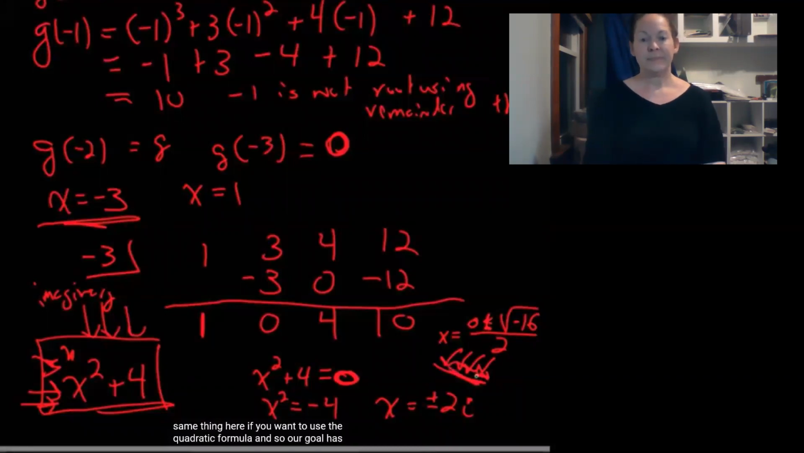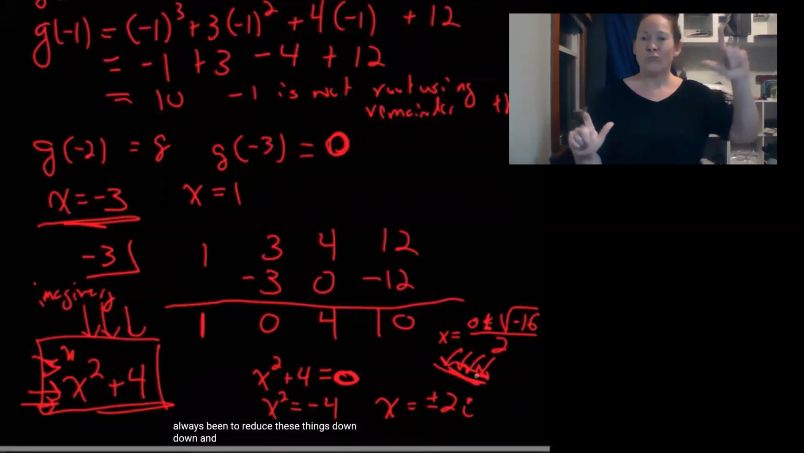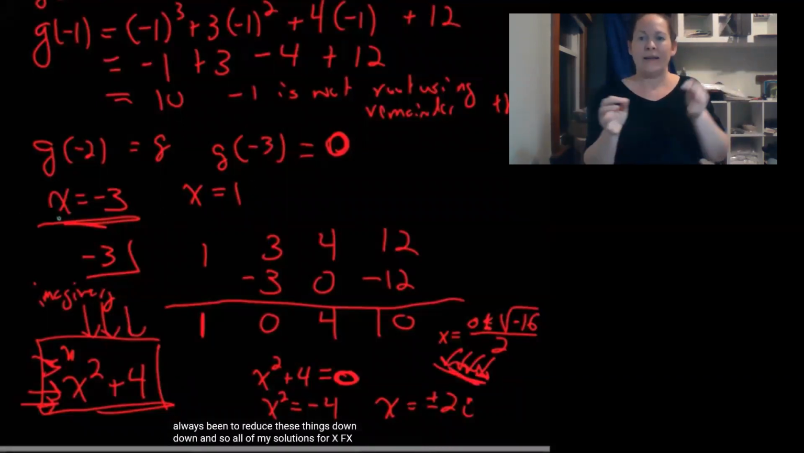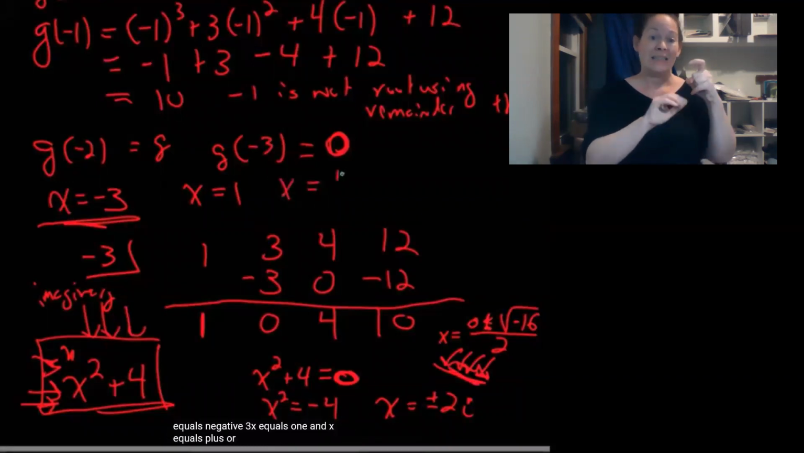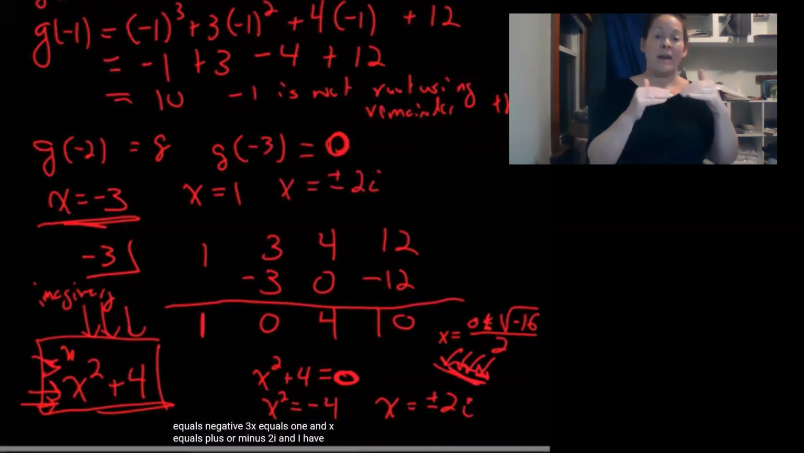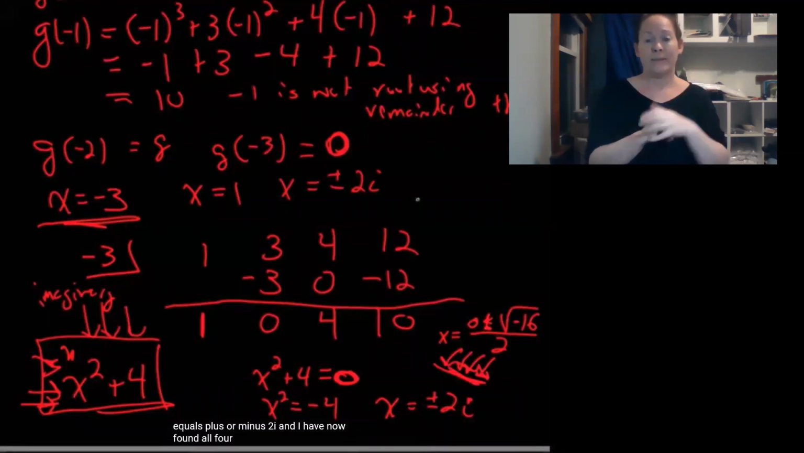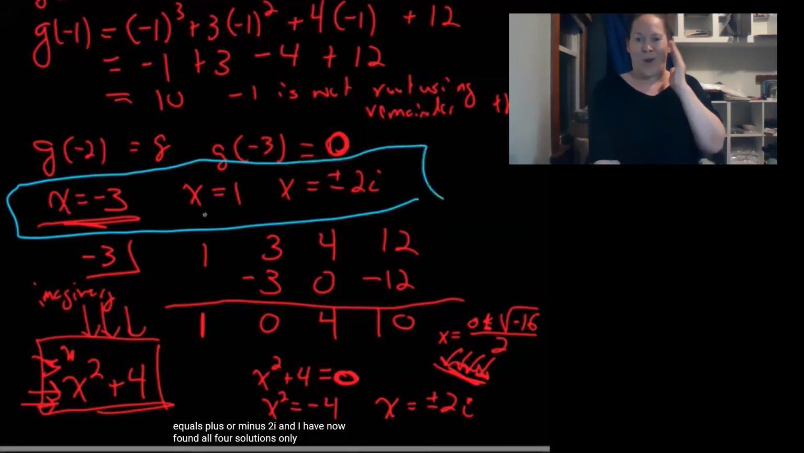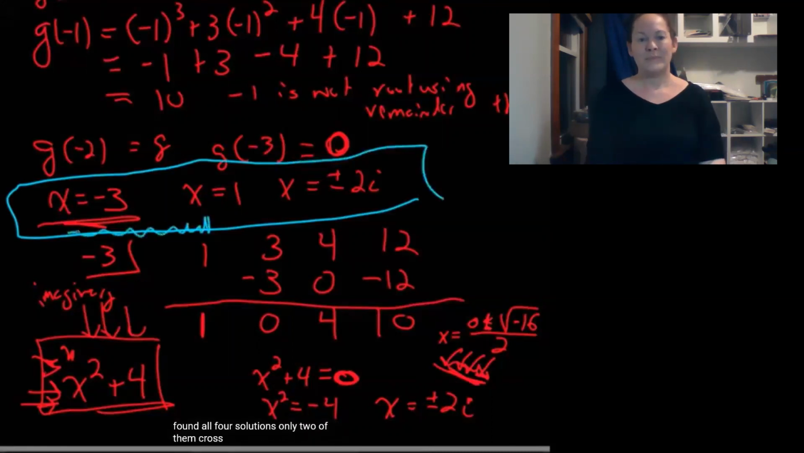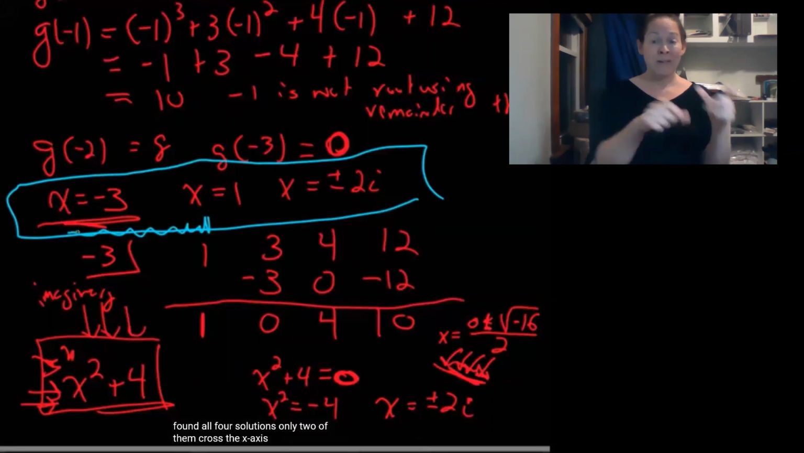And so our goal has always been to reduce these things down. And so all of my solutions for x, I have x equals -3, x equals 1, and x equals plus or minus 2i. And I have now found all 4 solutions. Only 2 of them cross the x-axis.